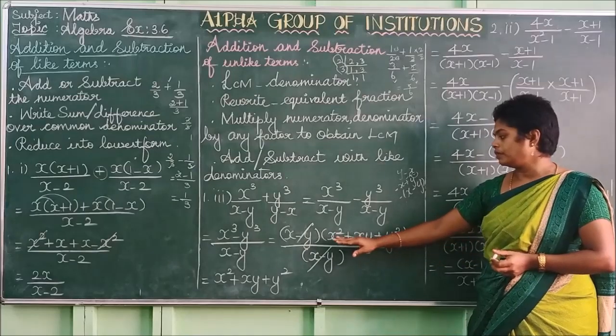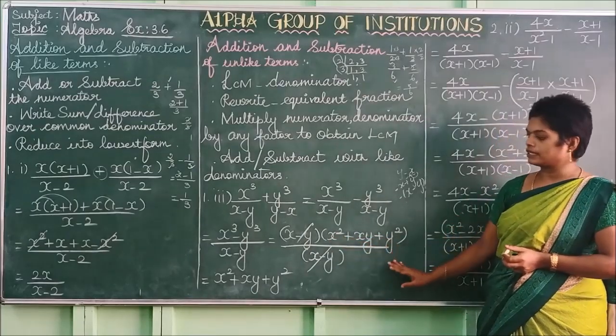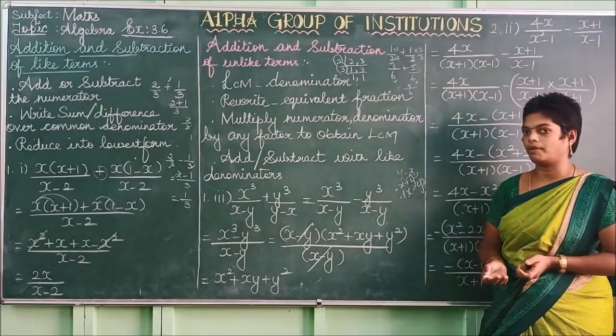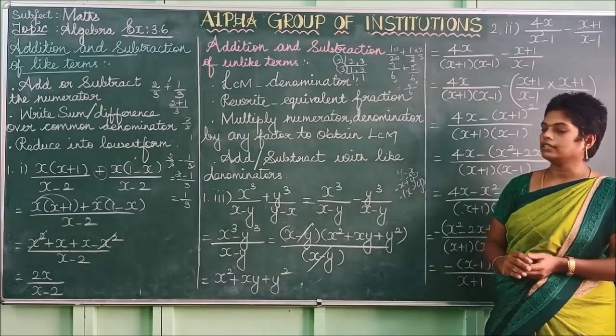What are the remaining terms? x square plus xy plus y square. This is the remaining term. Here we cannot reduce it into the lowest form because only the numerator is there.